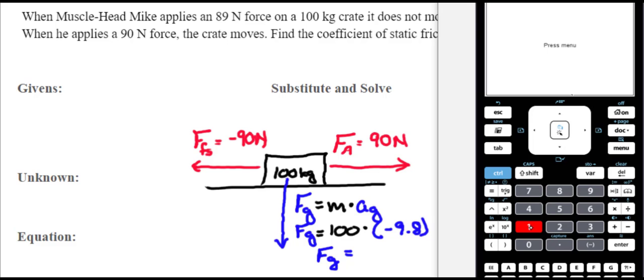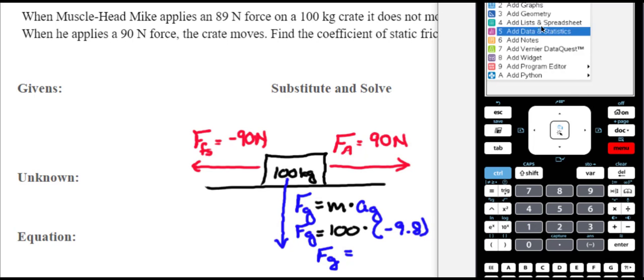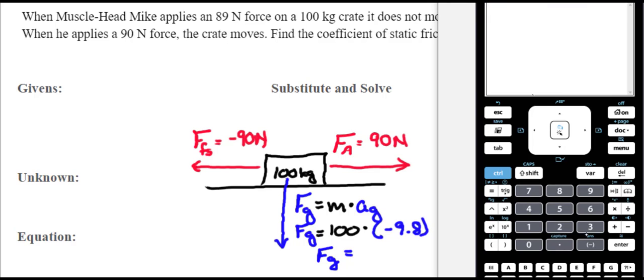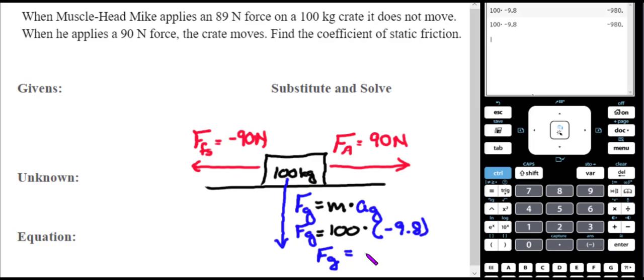I'll start with my handy dandy calculator here. 100 times negative 9.8. I get negative 980. Now I know that those are newtons because this is a force, but that also tells me that the force normal is positive 980 newtons.